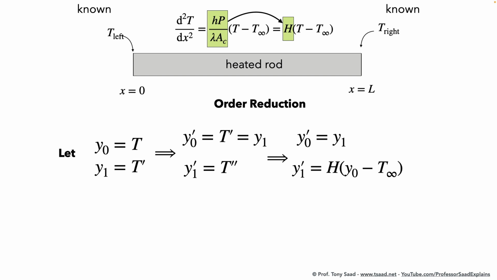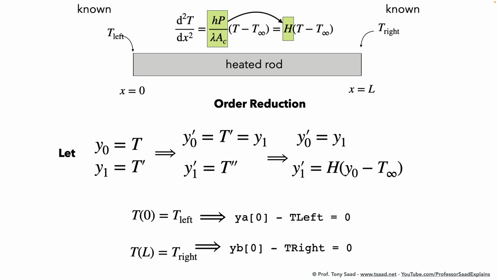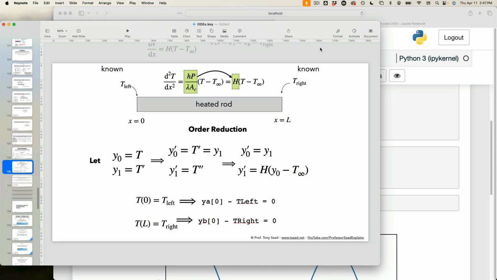Boundary conditions are applied directly on the original variable T. So this is telling us that T at A, at x equals 0, is some value called T left, and T at x equals L is T right. So the residual form is YA0, that's the boundary condition at A, minus T left is 0. Boundary condition at B, that's YB0, minus T right is 0, residual form. That's it. All right? Let's do it.